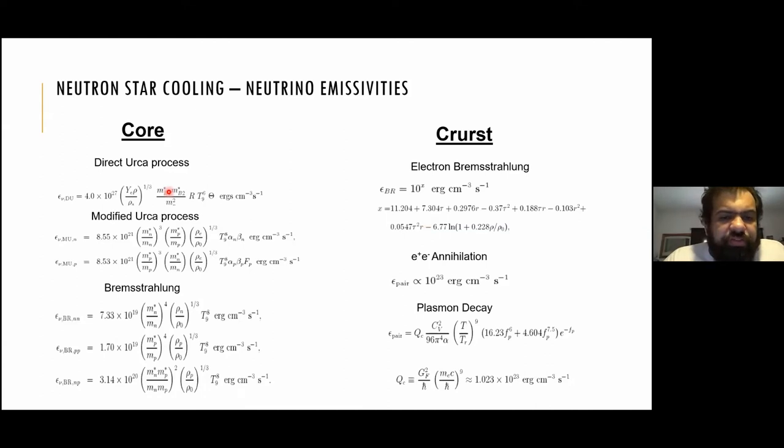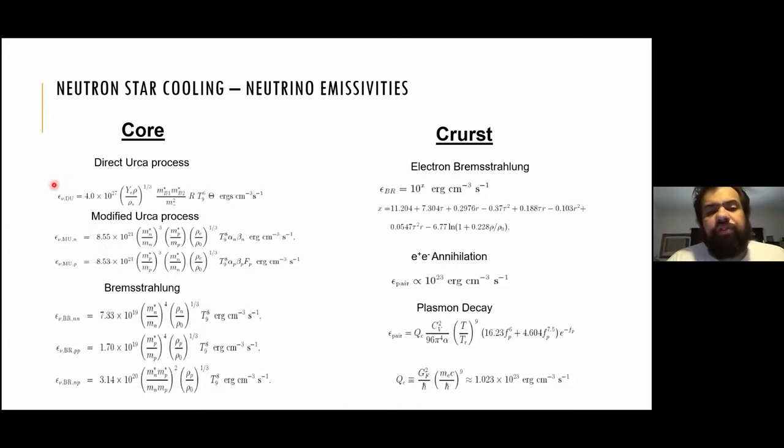What's interesting here is just to see these guys here, okay? These are the main neutrino emission processes that may take place, and this is going to be very important. So we have this direct Urca process that takes place in the core, but not always, and I'll get into that later. But if it does take place, you see that the magnitude here is much higher than the other processes, right? It's about 10 to the 27 ergs per cubic centimeter per second, as opposed to the second strongest one, which is the modified Urca process.